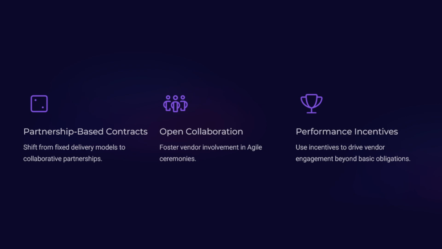So when you have a good relationship with these vendors, you integrate their processes into your project with continuous feedback. The vendor will feel like a partner in your project and a partner in your value and success. So it shifts from fixed delivery models to partnership-based contracts where you can enhance the relationship between you and the vendors. It also fosters open collaboration with the vendors in agile ceremonies, and by using performance-based incentives to drive vendor engagement, you ensure that the vendor will deliver value at the end of the project.